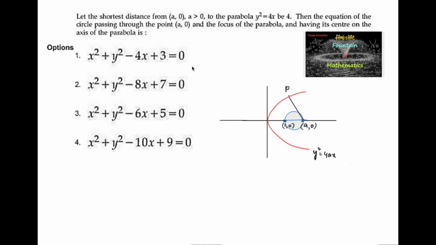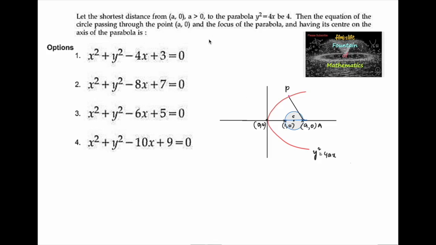Given the shortest distance from the point a comma 0 to the parabola y square is equal to 4x, then the equation of the circle passing through a comma 0 and the focus of the parabola, having its center on the axis of the parabola. Its center is on the axis. Let's take this point as C.